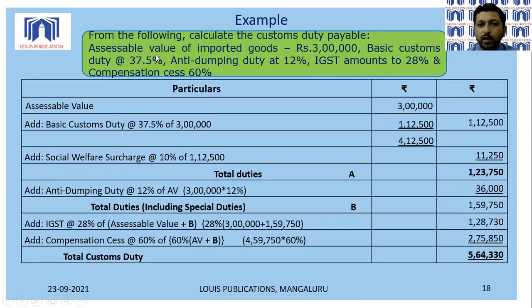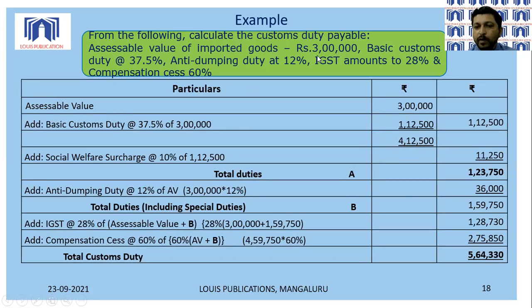So as I mentioned, first I will write assessable value in the inner column. So I record 3 lakh rupees as assessable value. Then to this, I'm going to add basic customs duty. Basic customs duty is 37.5% of assessable value, 3 lakh rupees. So 37.5% of 3 lakh rupees is 1,12,500. Same basic customs duty will be written in the outer column. So I will just total this, you get 4,12,500.